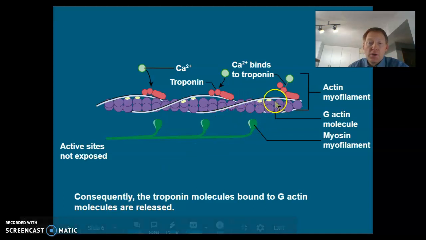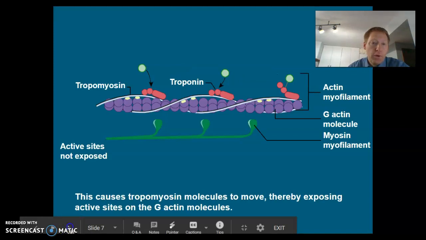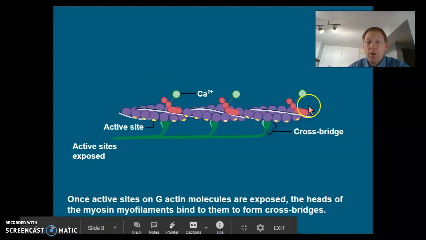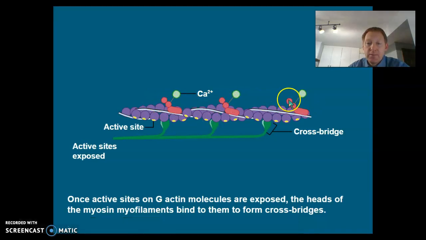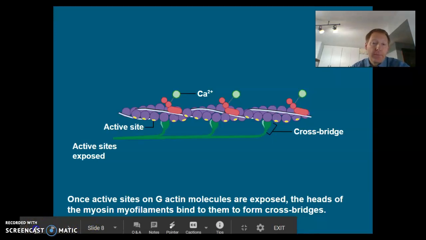But we're going to see what happens when we bind this. We're going to make the troponin molecule change shape, which is then going to move the tropomyosin. So when all the troponin have calcium bound to it, we move the tropomyosin, and what you can see here is that these little yellow binding sites are now open. When they're open, we can form these cross bridges between the myosin and the actin molecules. And the rest will happen automatically.